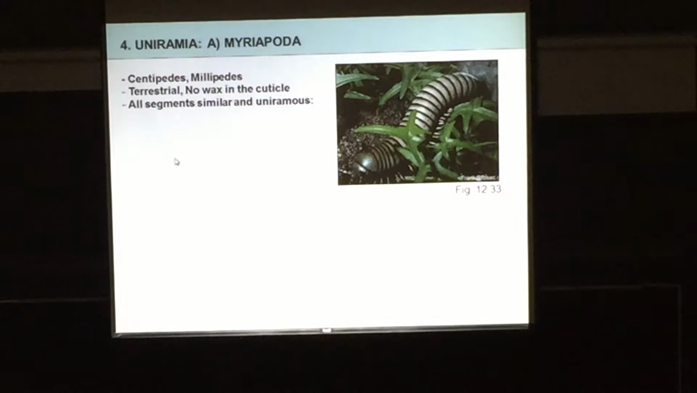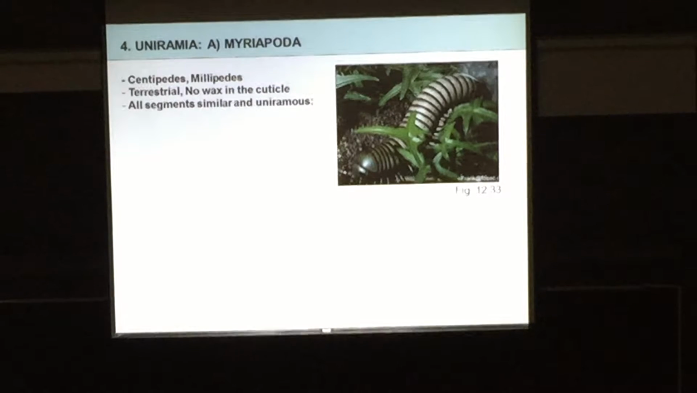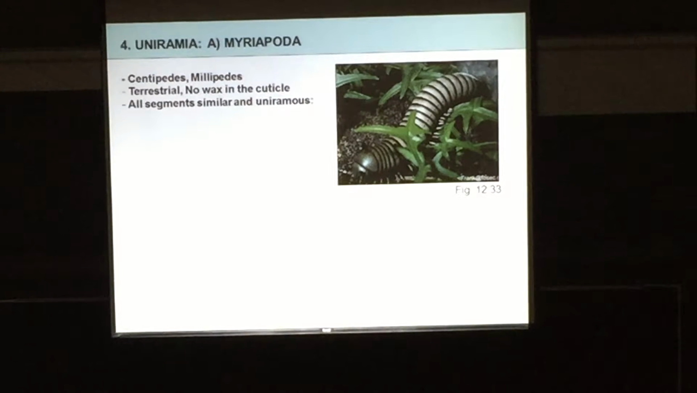So, Myriapoda, these are the centipedes and the millipedes. They're terrestrial. They don't have a wax on the cuticle. And all segments are similar and uniramous. So what does uniramous mean? Not branched. We looked at the crayfish last week, and they were branched, so they were biramous. These animals have uniramous appendages, so they're not branched.